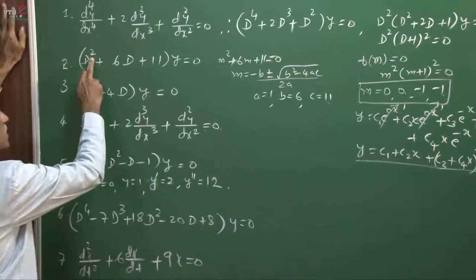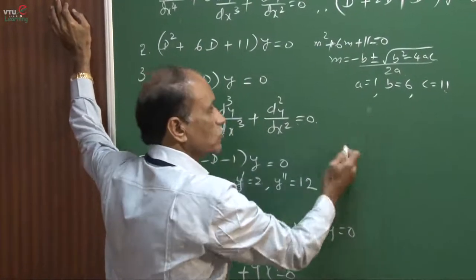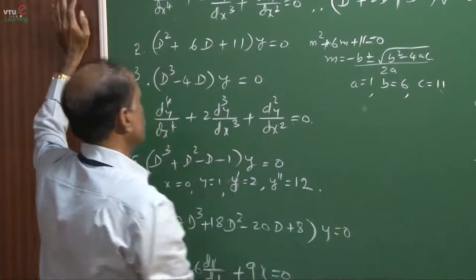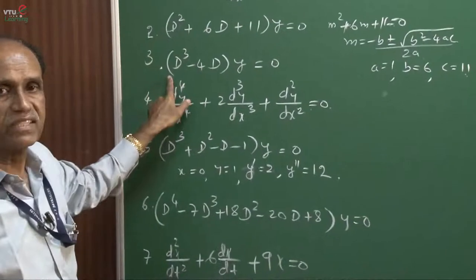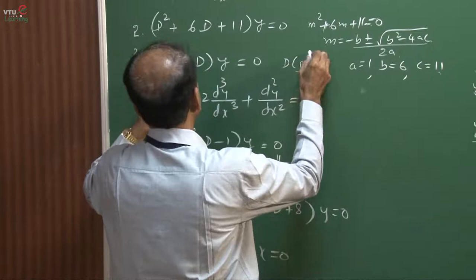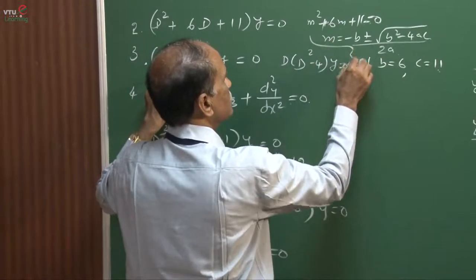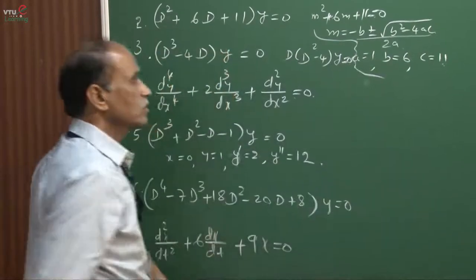two values, because it is a second order derivative. You must expect two values as roots and two constants in the final solution. And in this problem d is common, you can write it outside. This is d into d square minus 4 operating on y equal to 0.